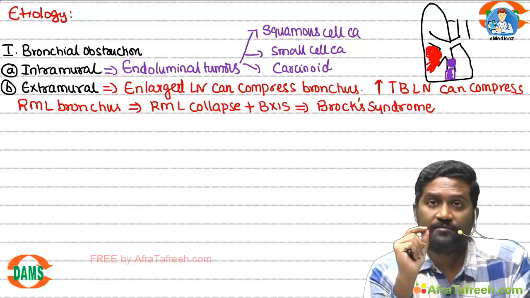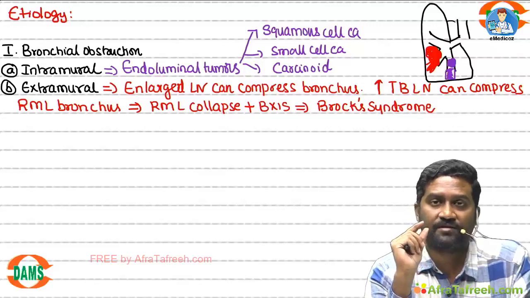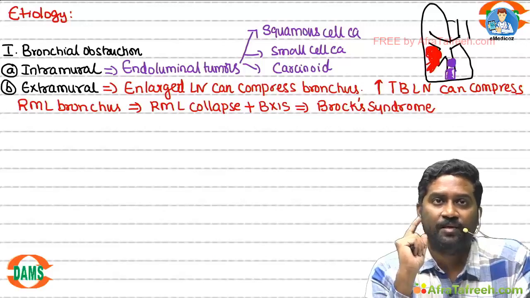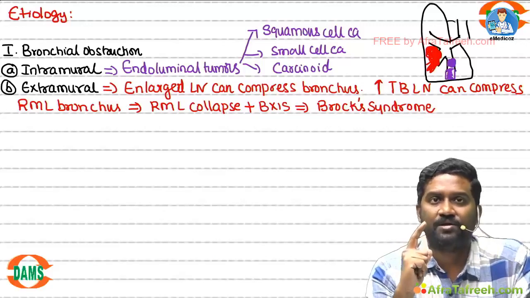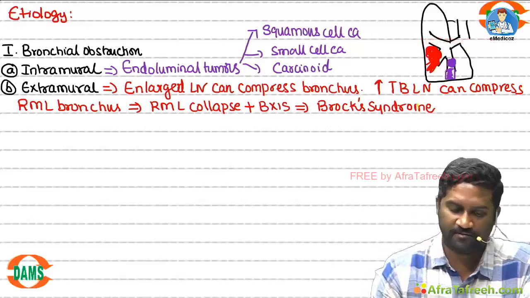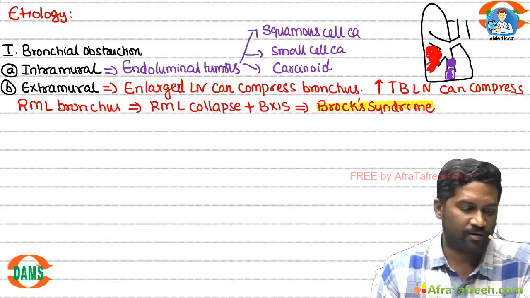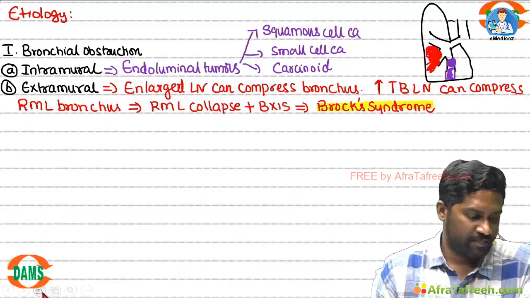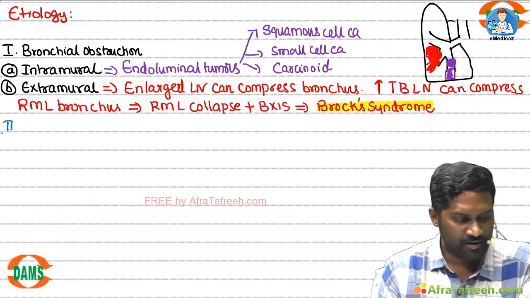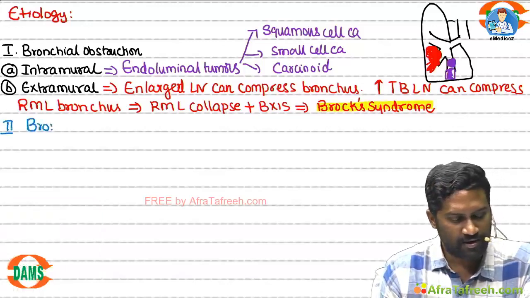Now, why will TB lymph node specifically compress the right middle lobe bronchus? Where does TB lymph node enlargement happen? Hilum. At the hilum, what do you have? Right middle lobe. Because of compression of the right middle lobe, there will be right middle lobe collapse and bronchiectasis. Now, what is this entity called? Brock's syndrome. This is the first group. Second group, it can be due to bronchial injury.